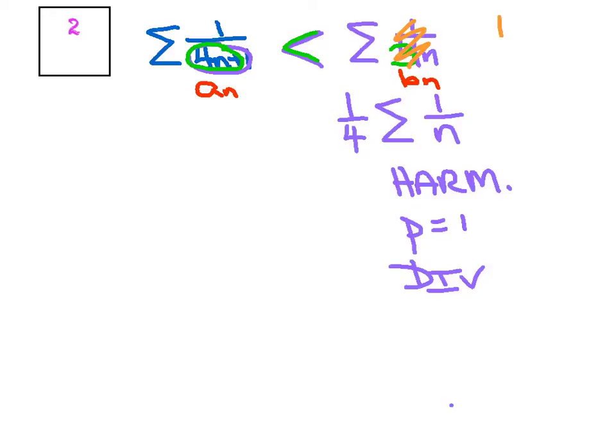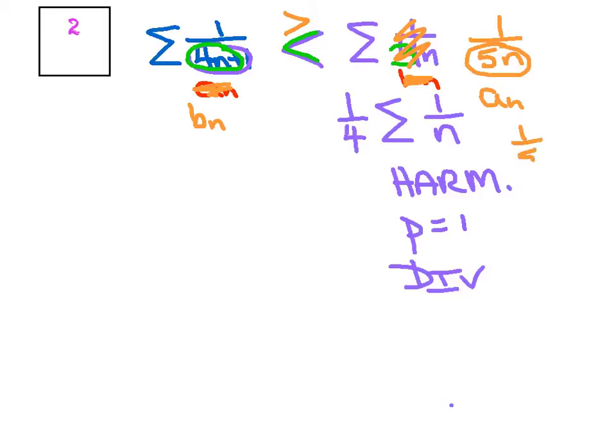What if we compared it to 1/5n? Okay. Now I've got the bigger denominator on the right side. So that means I'm going to flip this inequality around. We could say now this is my bigger series over here. This is my smaller series.